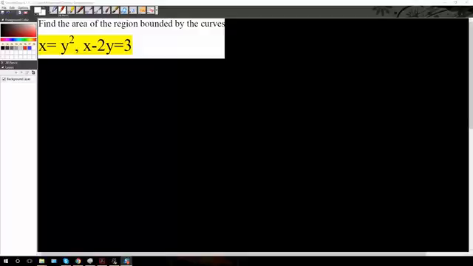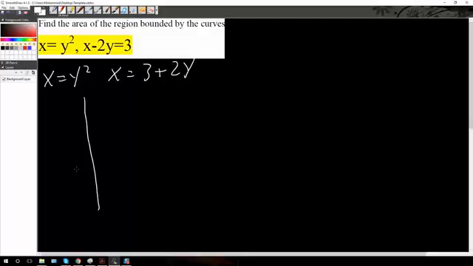Okay, in this tutorial we want to find the area of the region bounded by the curves x equals y squared and x minus 2y equals 3. So the first thing we want to do is actually graph it. x equals y squared is easy to graph, and so we will also make the other in terms of x. So x equals 3 plus 2y. So graph it in terms of x.